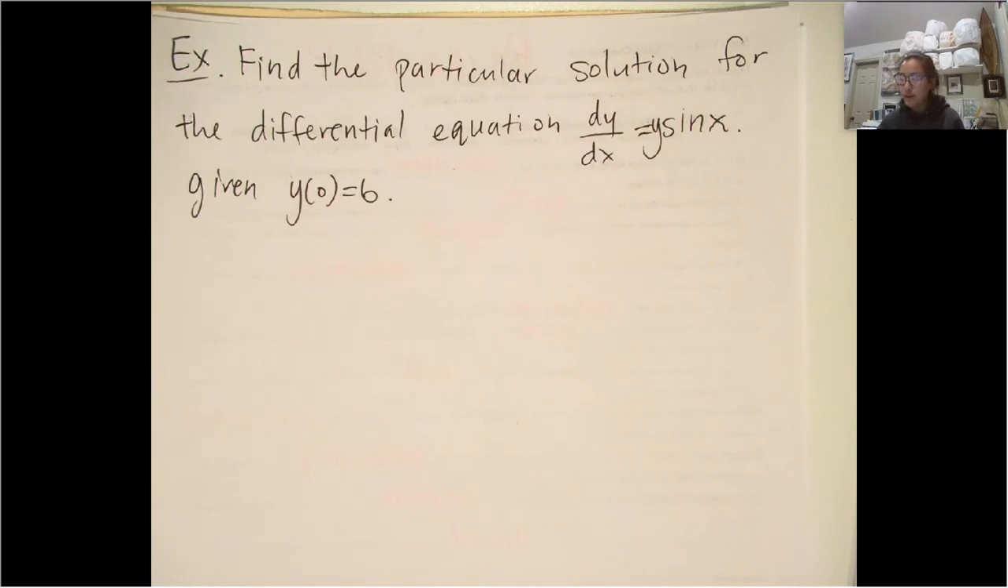Okay, so it says find the particular solution for the differential equation dy/dx equals y sine of x, given y of 0 equals 6. Okay, so there's a couple of things here that I want you to know.